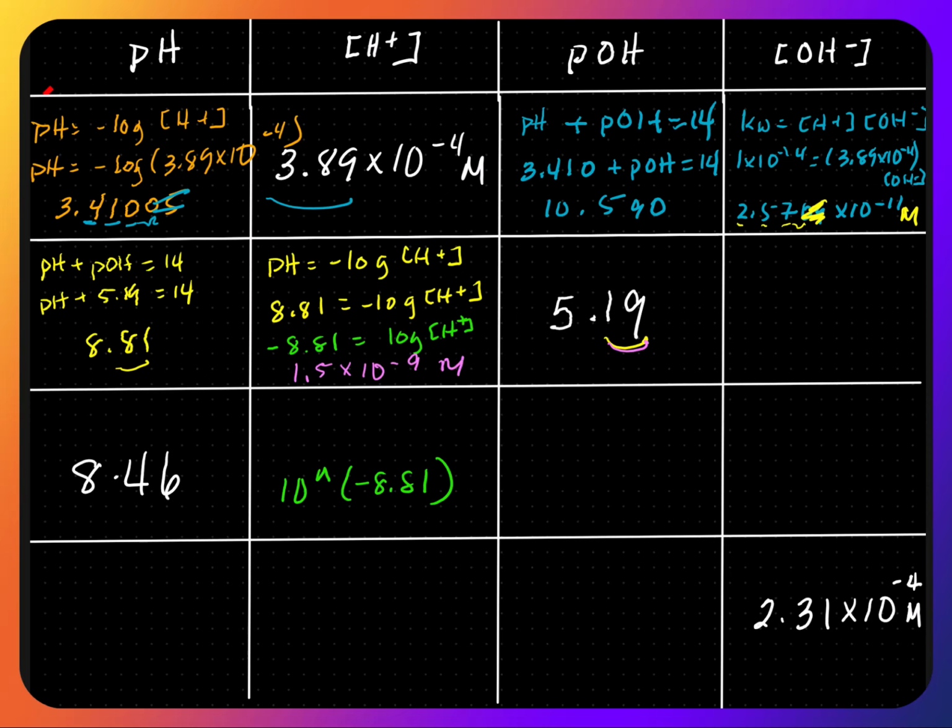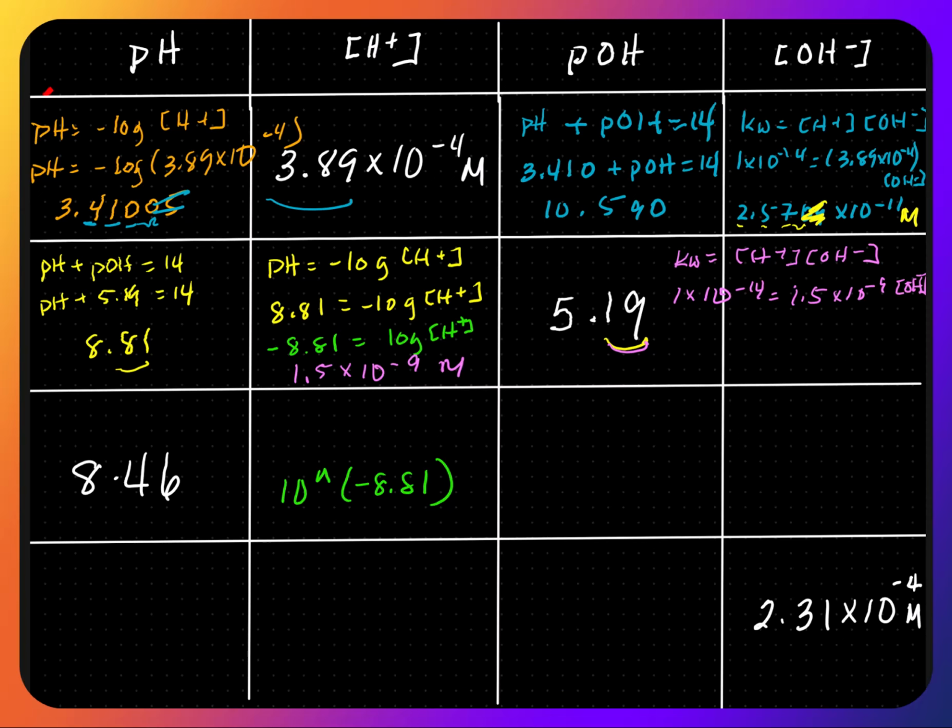The OH minus, you could use pOH to solve for it, or you could use KW, either or. It won't make a difference. If I use KW, KW is equal to H plus OH minus. This becomes 1 times 10 to the negative 14th equals H plus, which we calculated as 1.5 times 10 to the negative 9th times OH minus. So OH becomes 6.456 times 10 to the negative 6. I need 2 sig figs, so 1, 2, I look 1 to the right, goes up. So this is 6.5 times 10 to the negative 6 molar.